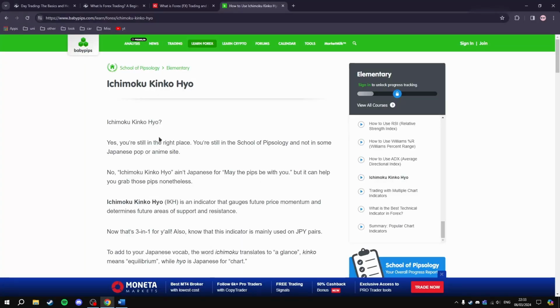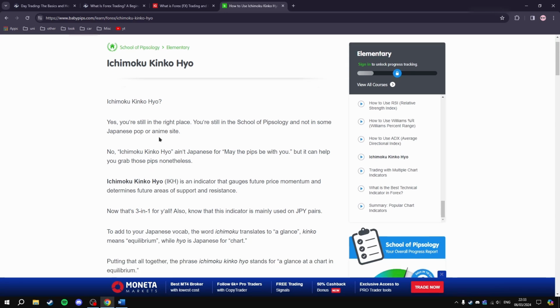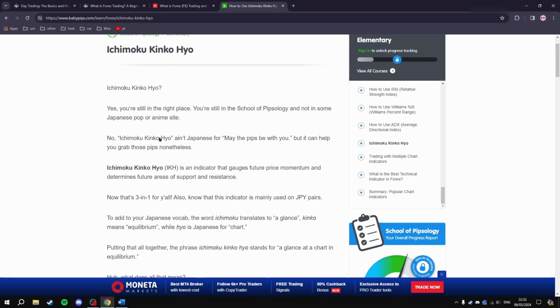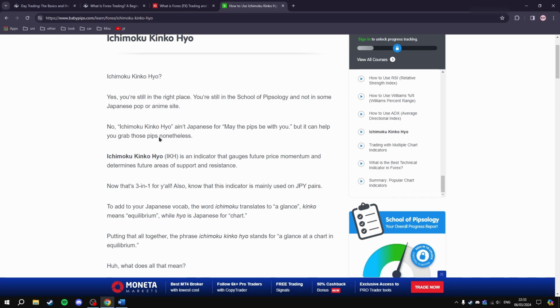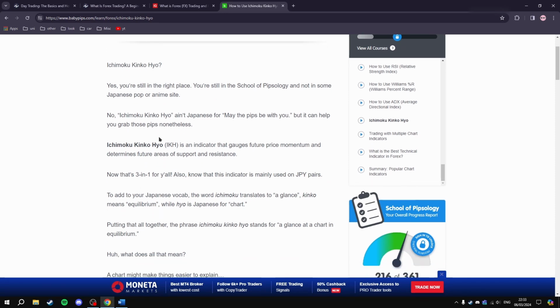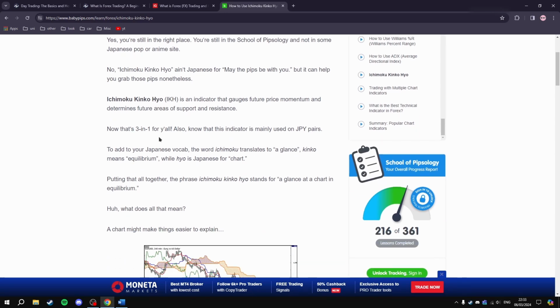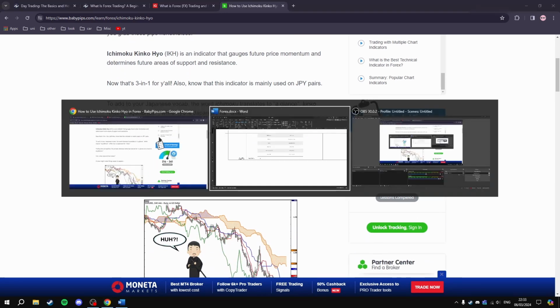So, Ichimoku Kinko Hyo. Yes, you're still in the right place. You're still in the school of Pipsology and not in some Japanese pop or anime site. No, Ichimoku Kinko Hyo isn't Japanese for "may the pips be with you," but it can help you grab those pips nonetheless. Ichimoku Kinko Hyo, or IKH, is an indicator that gauges future price momentum and determines future areas of support and resistance. Right, okay.